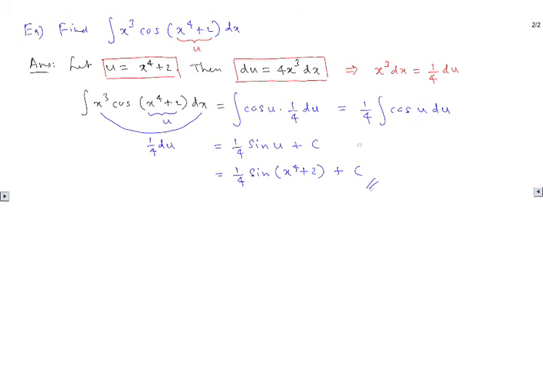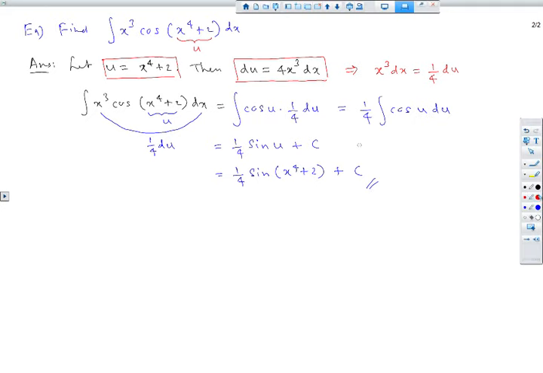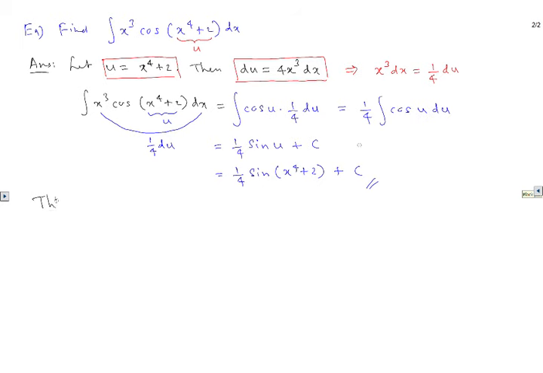So what I'm going to do now, I'm going to give you the formula. So there's like a substitution rule. So let's write the rule, and then we can do a few more examples. Okay, so you can see that it's very easy. So let's write the theorem. So it's a theorem. Just call it the substitution rule.